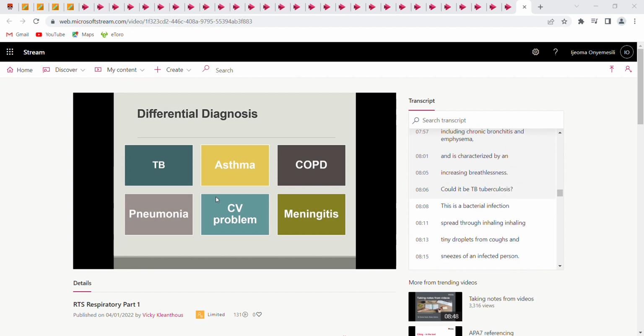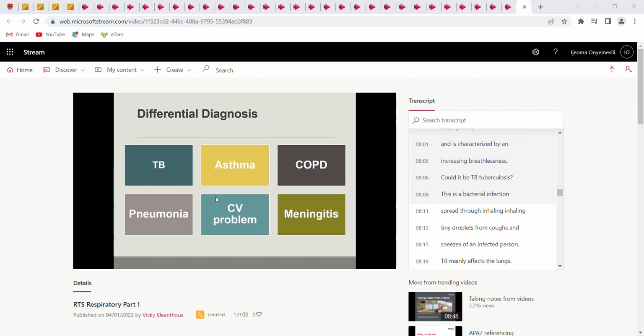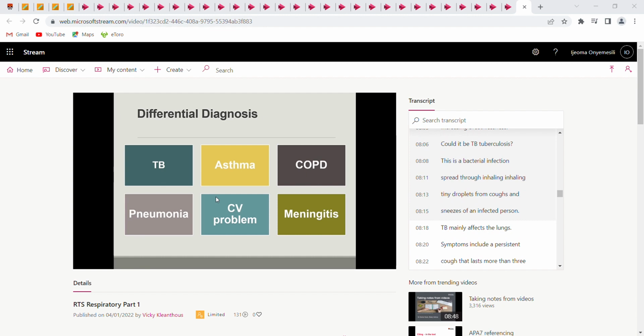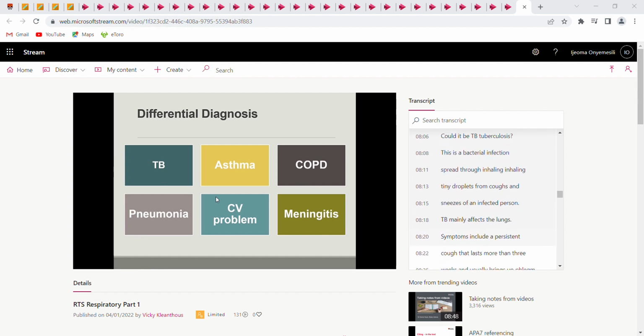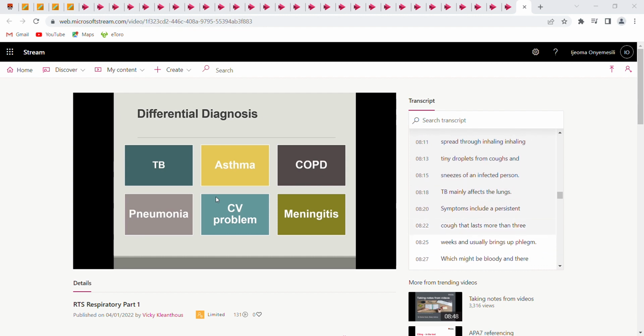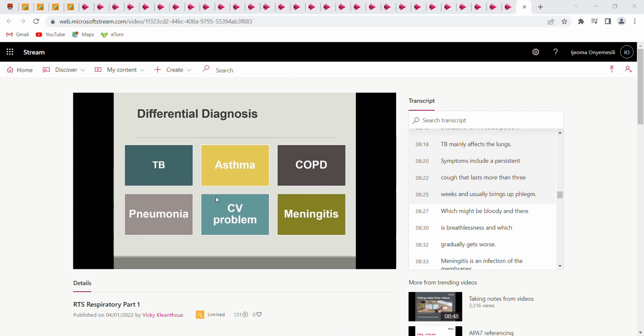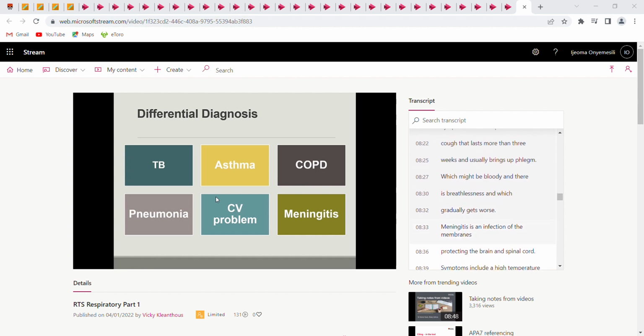Could it be TB, tuberculosis? This is a bacterial infection spread through inhaling tiny droplets from coughs and sneezes of an infected person. TB mainly affects the lungs. Symptoms include a persistent cough that lasts more than 3 weeks and usually brings up phlegm, which might be bloody. There is breathlessness, which gradually gets worse.